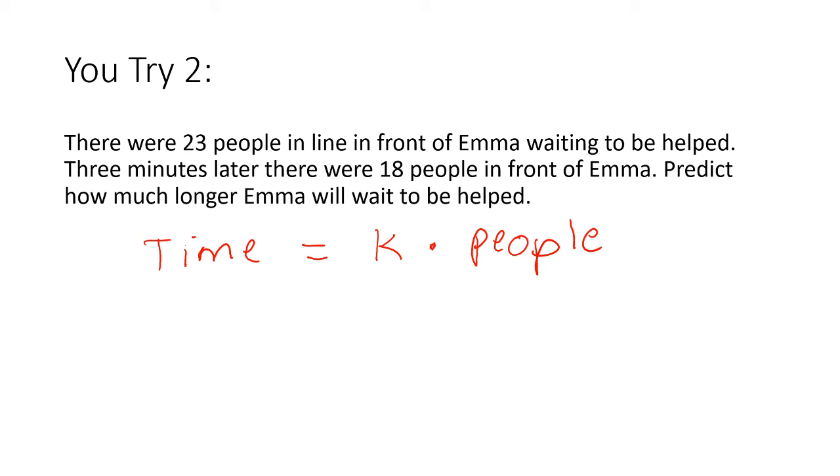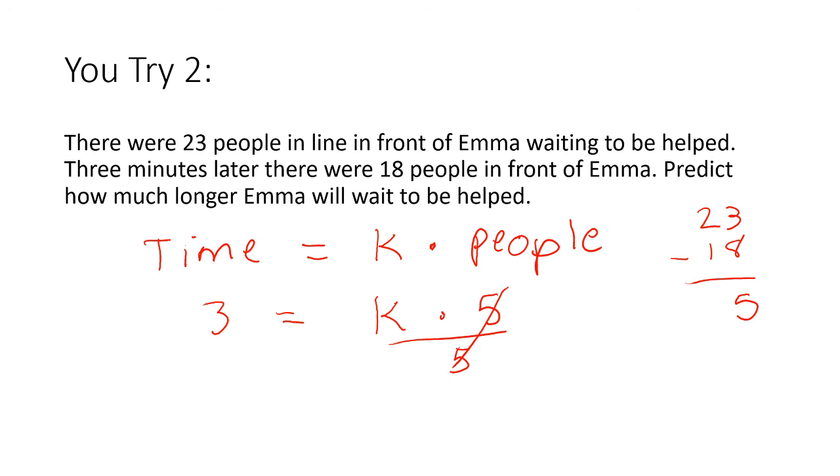Okay, so in 3 minutes, let's see, how many people were helped in those 3 minutes? Not the number of people in line, the people being helped. So 23 minus 18 is 5. So I'm going to have 3 equals K times 5. Divide both sides by 5 to get K by itself. And I'll have K is equal to 3/5.